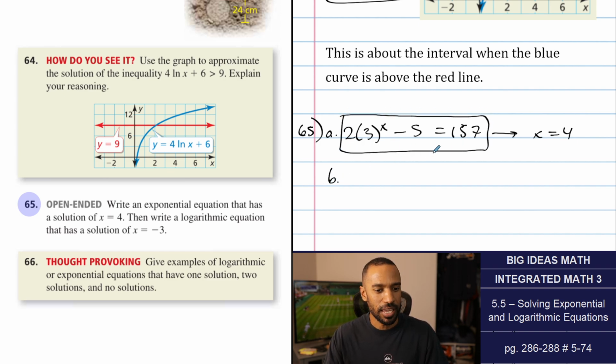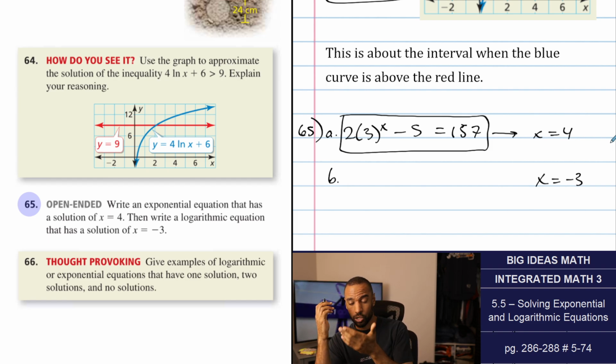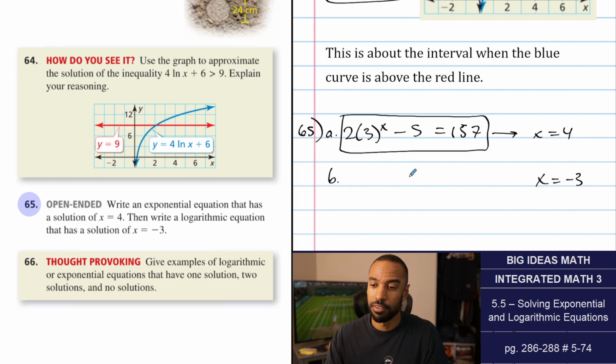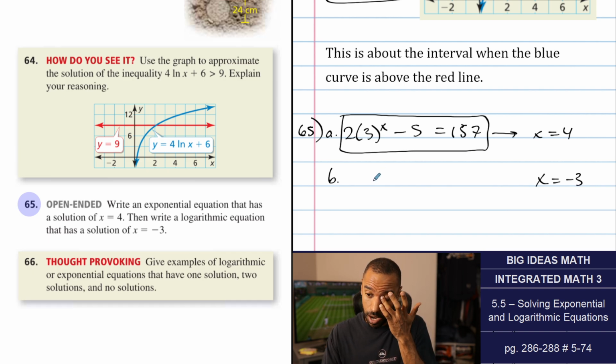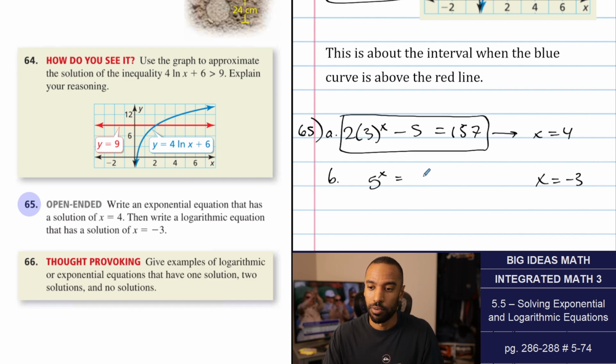And then for part B, I need x equals -3 for a log equation. So for a log equation, let's think about that the other way. Now I need -3 to be my exponent. So let's make that be like 1 over, I already did 3 to a power. Let's do 5 to the power. So 1 over 125. If x is -3, sorry, I have an issue here. Then that means 5 to some power is 5 to the -3rd. So 5 to the x is 1 over 5 cubed, 1 over 125, right?